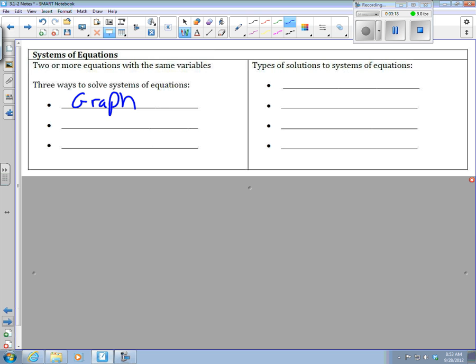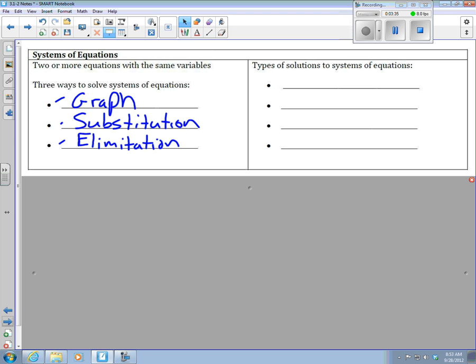Other than graphing, we have substitution. And the last one, my favorite, elimination. So we're going to learn how to graph, use substitution, and use elimination today.